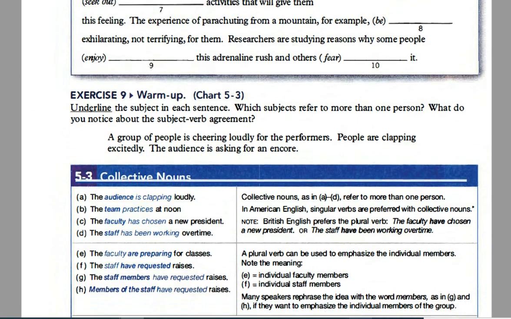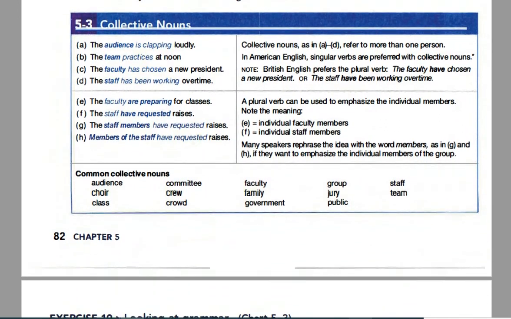Now, let's move to section number 3. We have collective nouns. When I talk about collective nouns, what's the point? The point is, the audience is clapping. Make sure that sometimes we have to read two or three or four nouns together, or a noun that can mean a lot, like what? A and D refer to more than one person. The audience, يعني المشاهدين. We cannot say the audiences. The audience is clapping loudly.